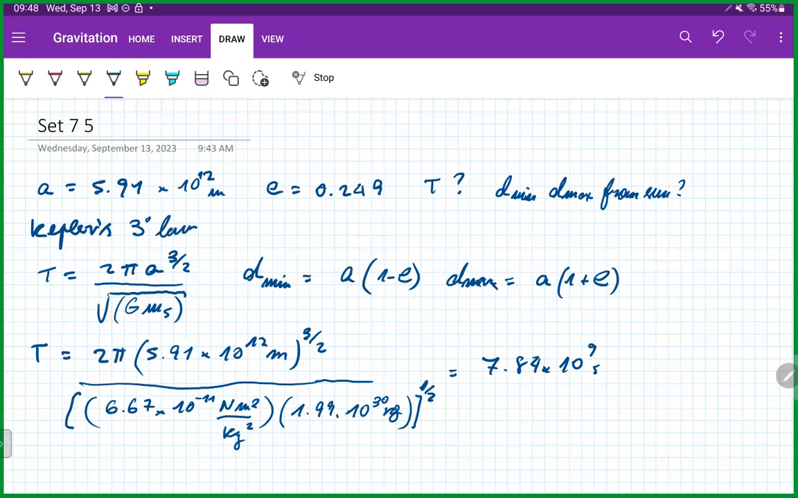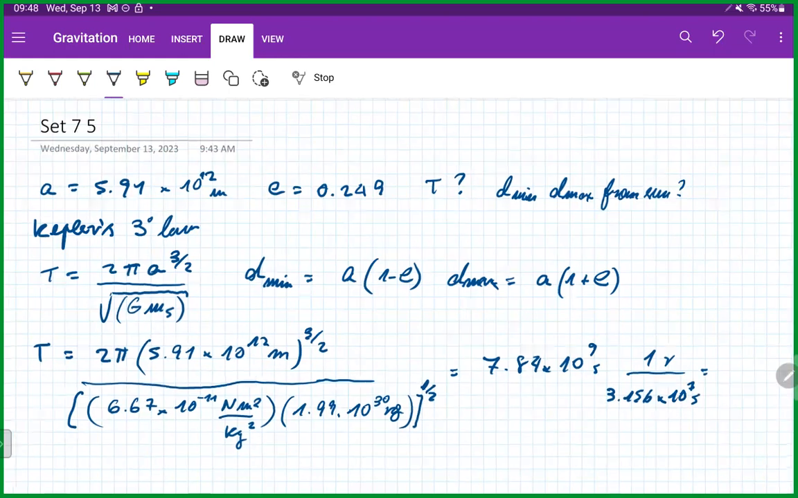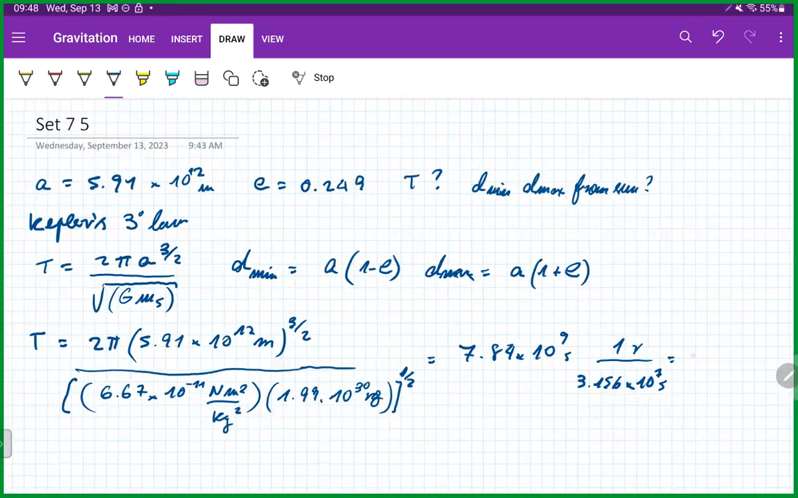seconds. So we want it in years, right? So 1 year is 3.156 times 10 to the 7 seconds. And that's giving, to calculate that, 248 years. That's the period in Earth years.